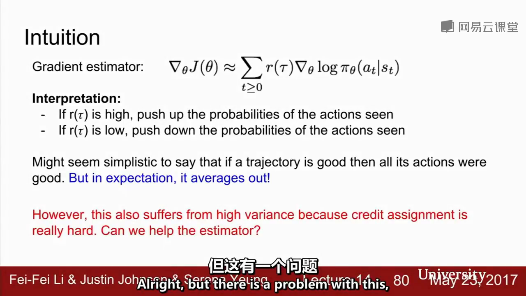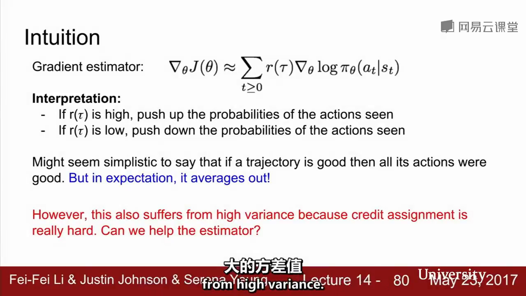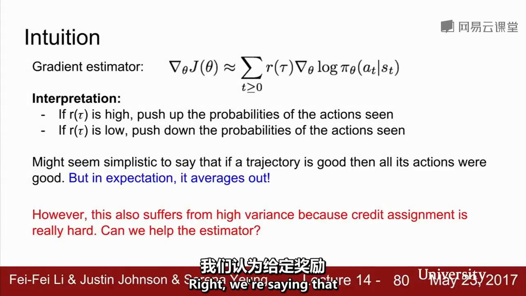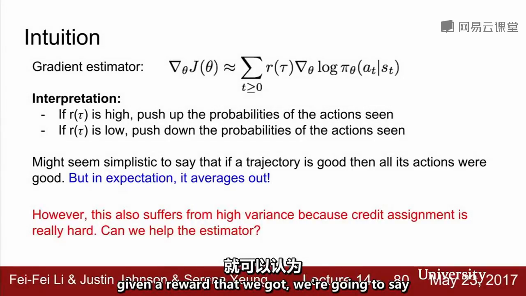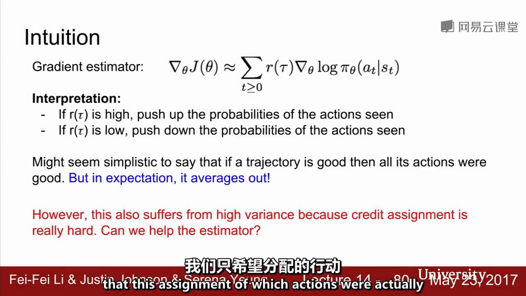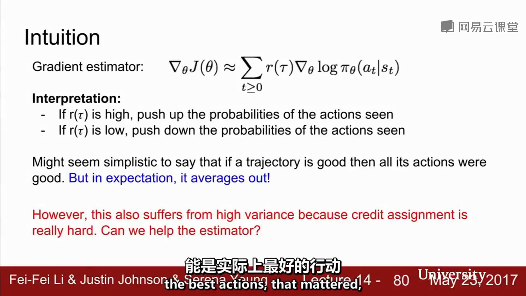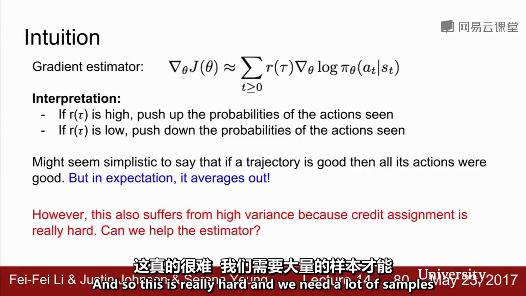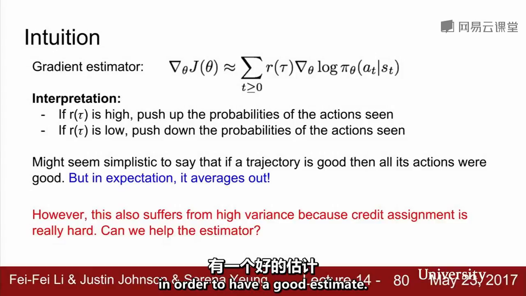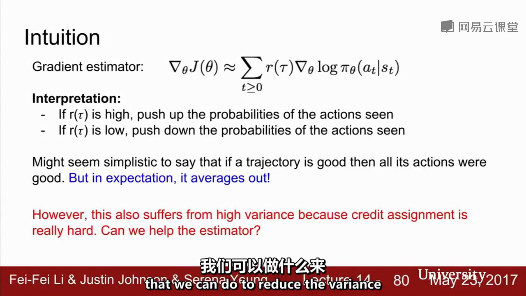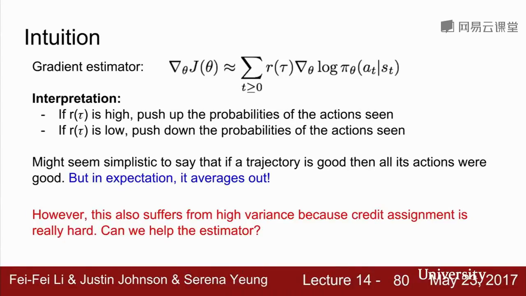Right, but there is a problem with this, and the problem is that this also suffers from high variance, because this credit assignment is really hard. We're saying that given the reward that we got, all of the actions were good. We're just gonna hope that this assignment of which actions were actually the best actions that mattered is going to average out over time, and so this is really hard, and we need a lot of samples in order to have a good estimate. So this leads to the question of, is there anything that we can do to reduce the variance and improve the estimator?